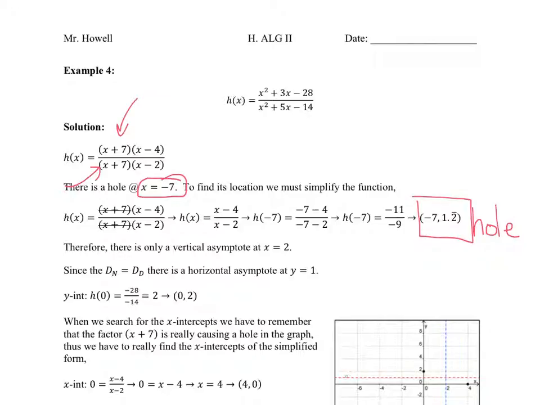God bless you. Okay, the hole makes it indeterminate. The vertical asymptote, in this case, would be 2, which would make it undefined. So there's only one vertical asymptote, and that's at x equals 2. How do I get that? Where does that come from again? Where does x equals 2 come from? Brian?